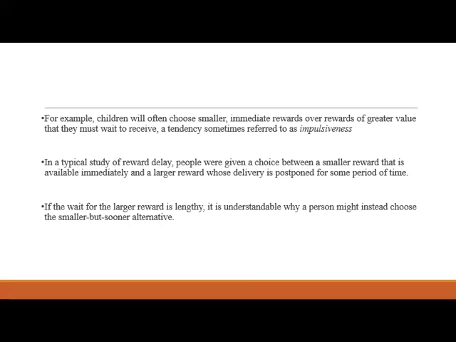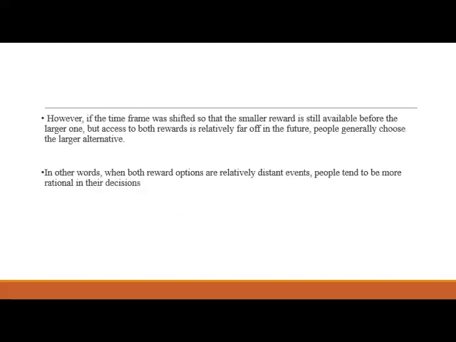In a typical study of reward delay, people were given a choice between a smaller reward that is available immediately and a larger reward whose delivery is postponed for some time. If the wait for the larger reward was lengthy, it was understandable why the person might instead choose the smaller but sooner alternative. However, if the time frame was shifted so that the smaller reward is still available before the larger one, but access to both rewards is relatively far off in the future, people generally choose the larger alternative. In other words, when both reward options are relatively distant events, people tend to be more rational in their decisions.